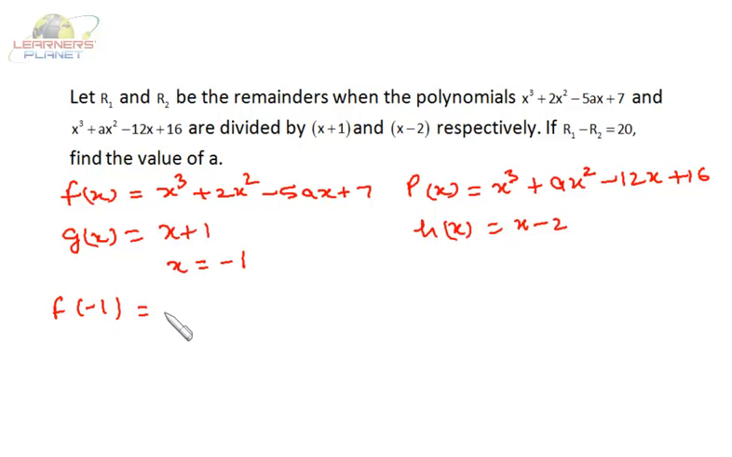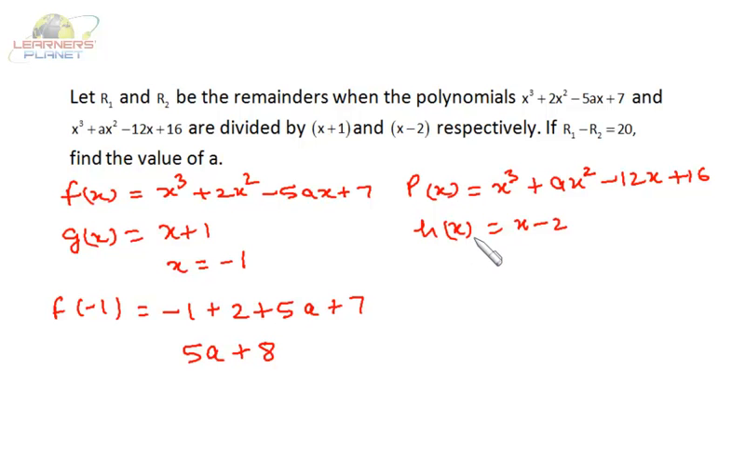It's (−1) cube, that is −1. Then (−1) square, that is 1, into 2, it's 2. Then put the value of x as −1 over here. So −5a into −1, it's 5a, and it's plus 7. So finally it is 5a + 8. Okay, now let's calculate the remainder in this case.